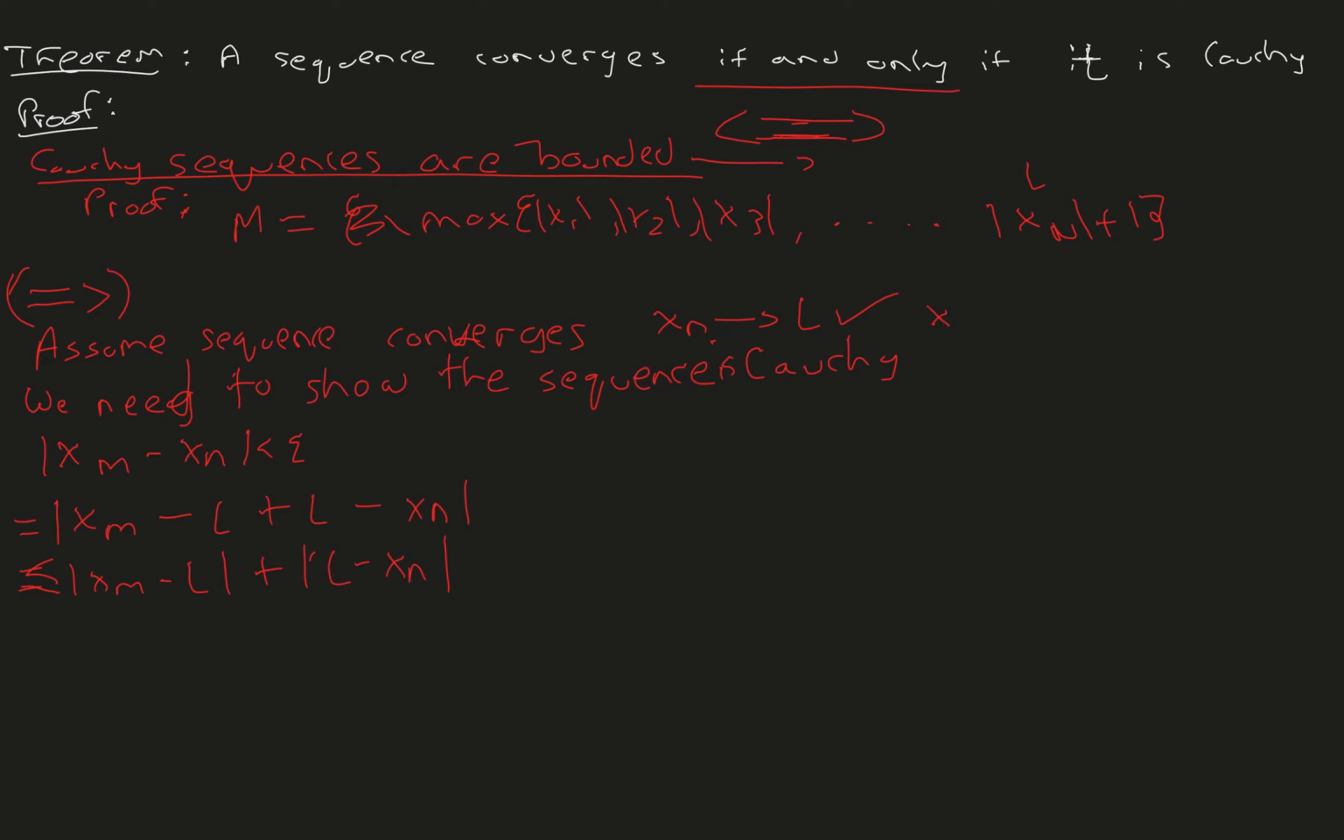So there exists an n, we can make it as small as we like. So we can make it less than or equal to whatever we want. So I'm going to make it less than or equal to epsilon over 2.